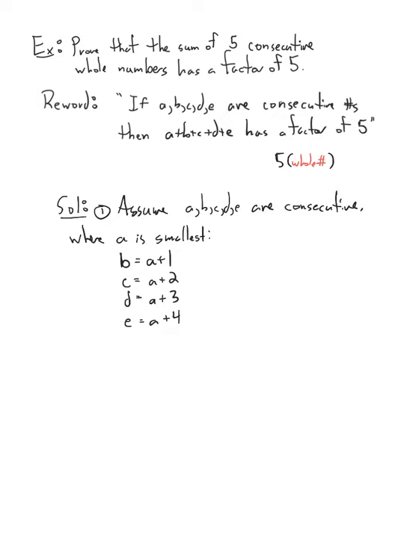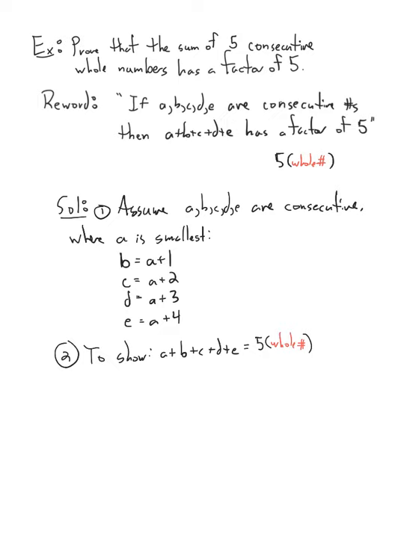Okay, so we made our assumption. That's great. We want to show that A plus B plus C plus D plus E, the sum of our 5 consecutive numbers, can be written as 5 times some whole number. That's what it means to have a factor of 5. Remember, even numbers, what does it mean to be even? It means to have a factor of 2. So it's the same idea, except it's 5 instead of 2.